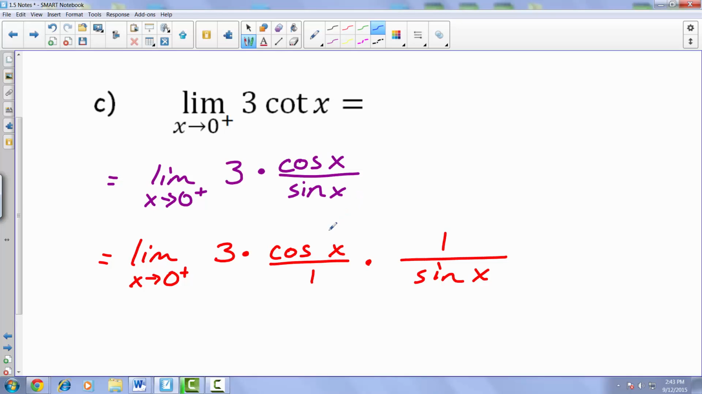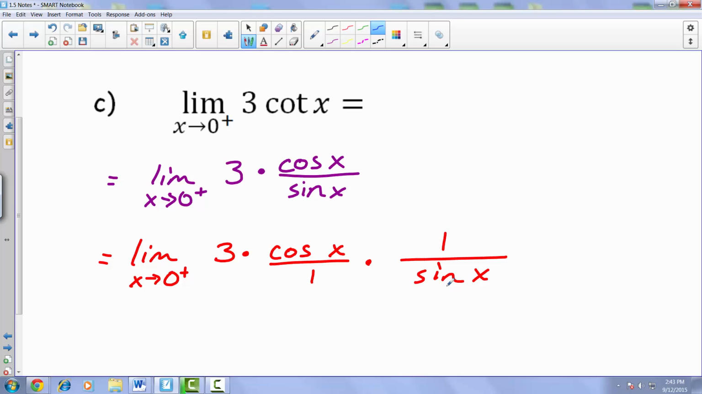So now, while we're looking at things, 3 is not going to really give us an issue when we apply that limit. The cosine of x, when it's approaching 0, is not even really going to give us an issue. So the real issue is this 1 over sine of x, because if you try direct evaluation with it, you'd end up with 1 over the sine of 0, which is 0, and that's an undefined statement. So we need to do something with this 1 over sine of x.